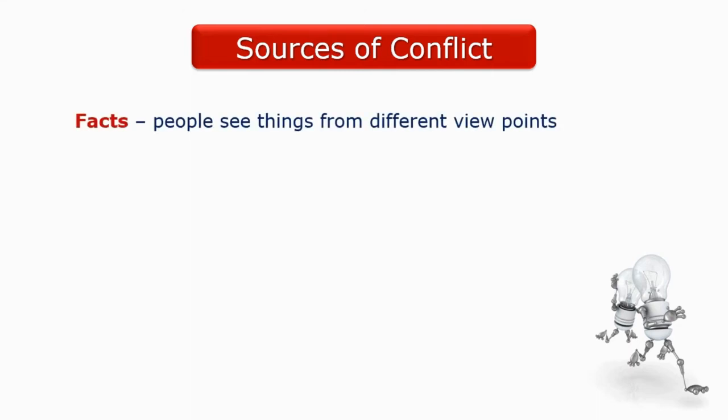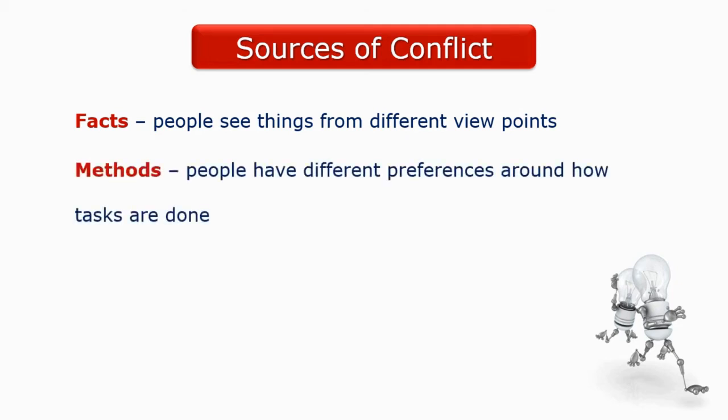There are four main categories of conflict. Facts. People see things from different viewpoints. They have different perspectives around what the facts are, what facts are needed, how the facts are going to be used. Methods. People have different preferences around how to go about doing a task, how to get things done, what processes should be used, what processes should be followed, what the procedures are.